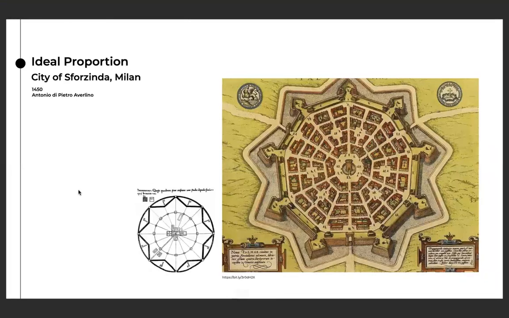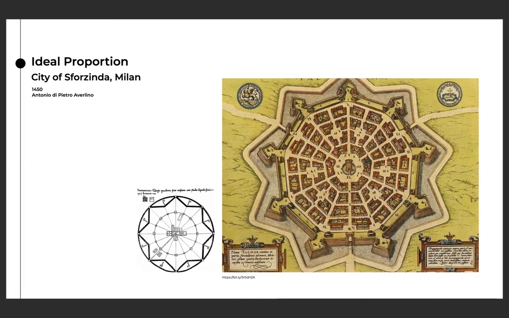So the 10 books of architecture, they were quite widely used and respected throughout history. And I wanted to show you an example of where the proportions were applied. So this is an ideal city plan for Sforzinda, Milan. And this was created by architect Antonio di Pietro Averlino, which I'm pretty sure I butchered that name.